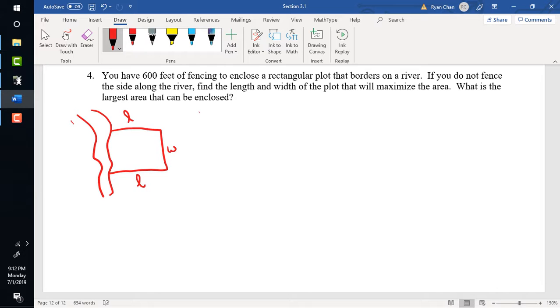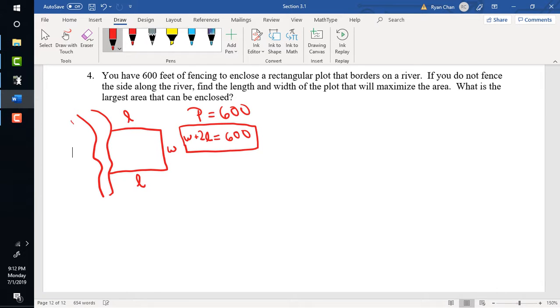Now let's talk about this. So the perimeter is 600. Okay, and in my case, it's 600 is equal to W plus 2L, because if you think about it, if I add up all those sides, it'll be 600.